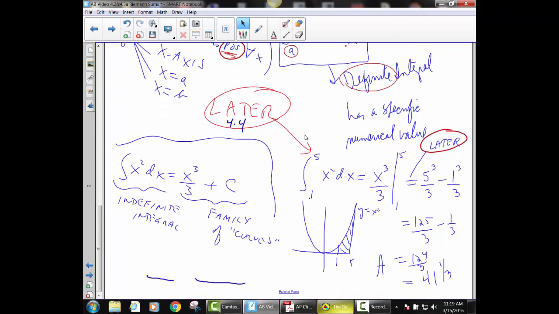We already did this in 4.4a, evaluating definite integrals, and as it turns out, the answer we get is actually the area bounded by y equals x squared, the x-axis, the vertical line x equals 1, and the vertical line x equals 5.